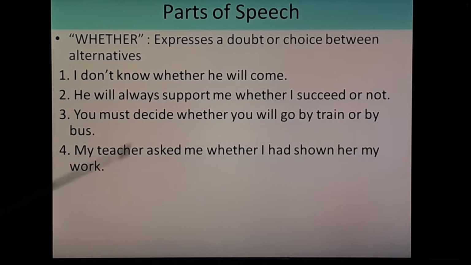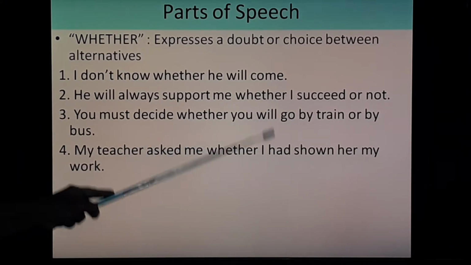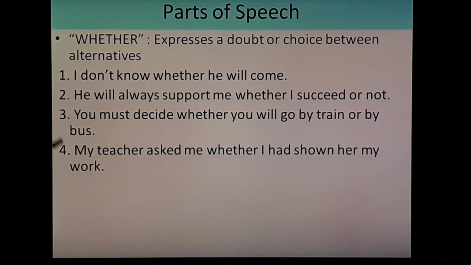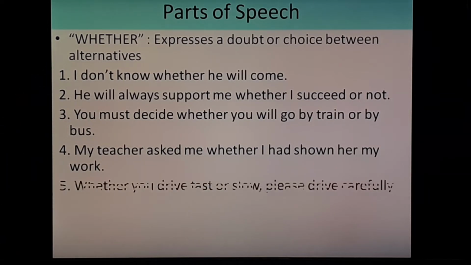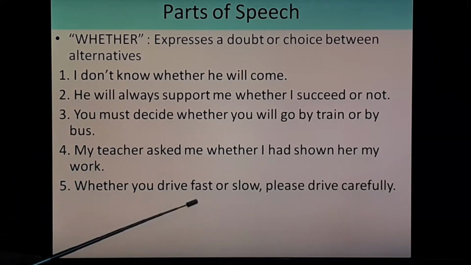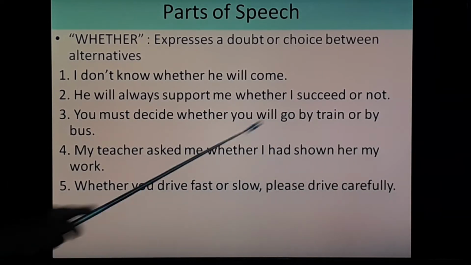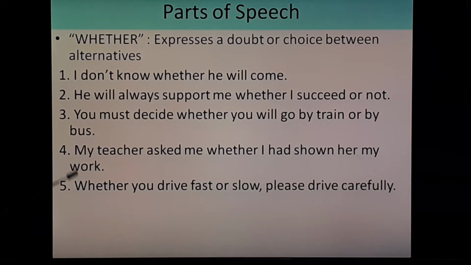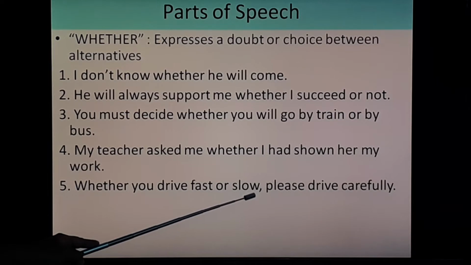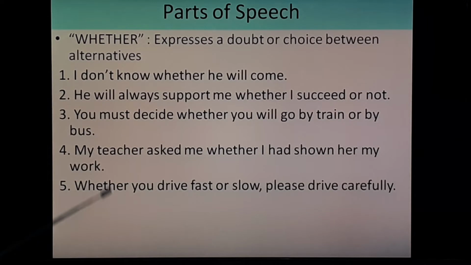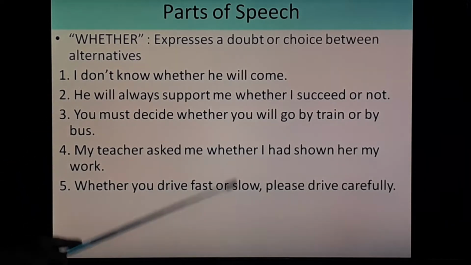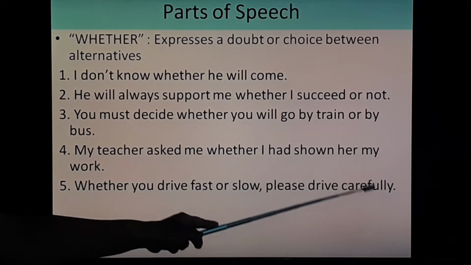Next, my teacher asked me whether I had shown her my work. Next, whether you drive fast or slow, please drive carefully. Here, whether has come in the beginning. That's why we have to take a slight pause. As a result, I have put a comma here. So here, a choice is given: whether you drive fast or slow. Please drive carefully.